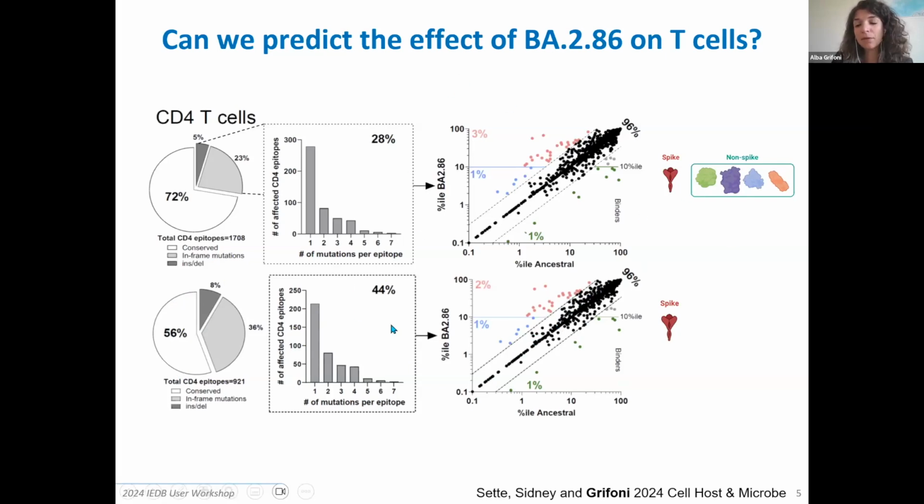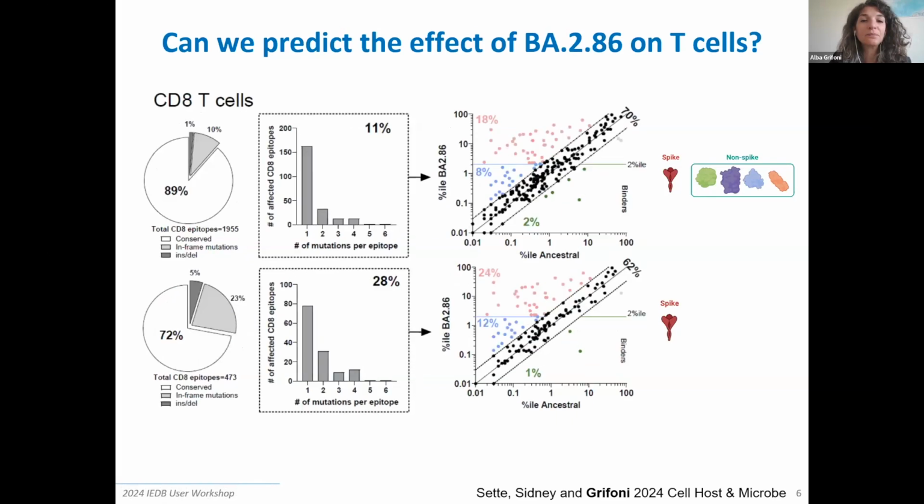So this is what's happening for the CD4 T-cell responses, but we were also interested in doing exactly the same type of analysis in the context of the CD8. So now I'm showing you the data. In the context of the CD8, when we look at the entire proteome, the majority of the epitopes were actually 100% conserved, and only a small fraction show mutation. Most of these mutations were single point mutations.